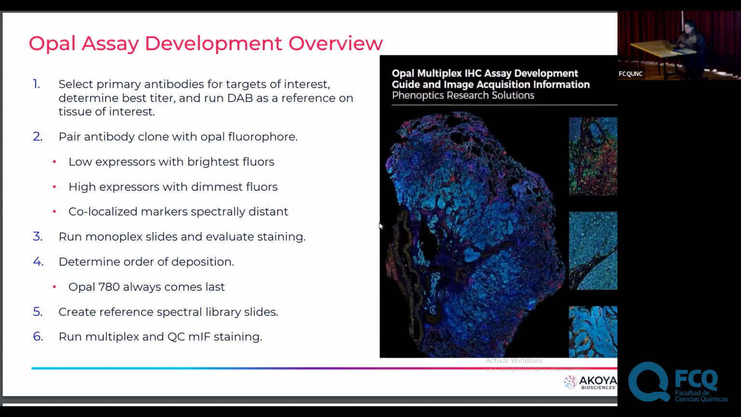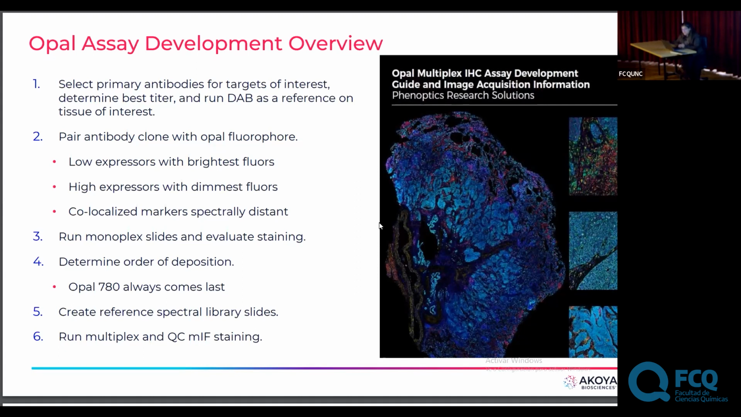So we have low expressors with our bright fluorophores, such as Opal 480 and 520. And we would have our high expressors with dimmer fluorophores, such as Opal 690 and Opal 780. And we also want to keep co-localized markers spectrally distant. So if you have any markers that are co-localized, we want to make sure we're using Opals that are spectrally distant on the ranges. And next, we will run monoplex slides with each of these pairings and evaluate against their DAB reference and look for similar staining patterns and intensity in fluorescence IHC.